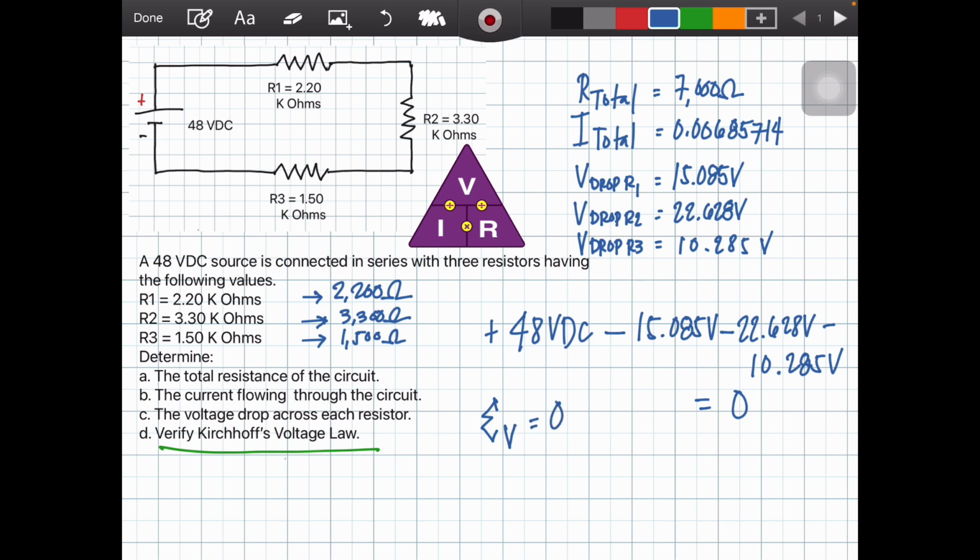Or you can double check by verifying Kirchhoff's voltage law this way: 48 volts DC is equals to 15.085 volts added to 22.628 volts, and then added again to 10.285 volts, and you get 48 volts DC.